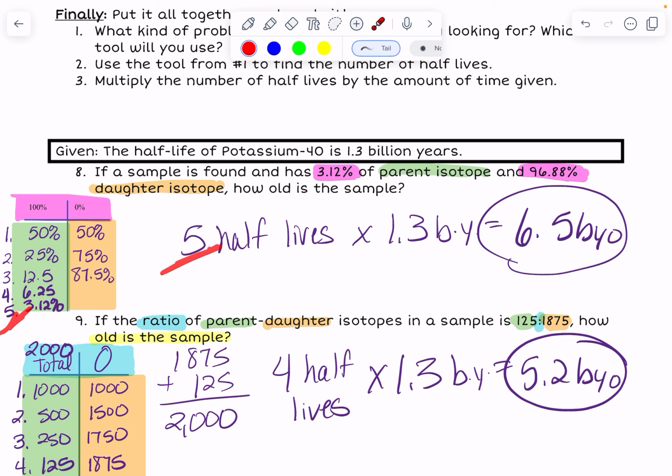Now, I'm not done because it's asked me how old the sample is. So now I have to take that 5 half-lives times the amount of time right here. So 5 times 1.3 equals 6.5 billion years old.